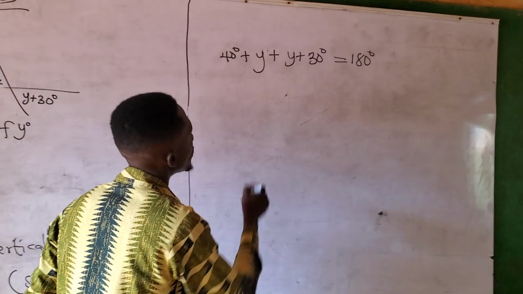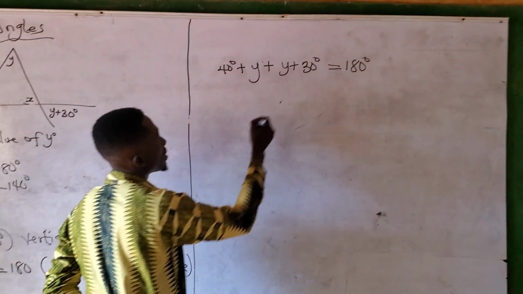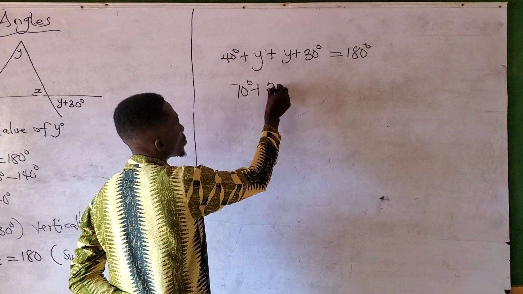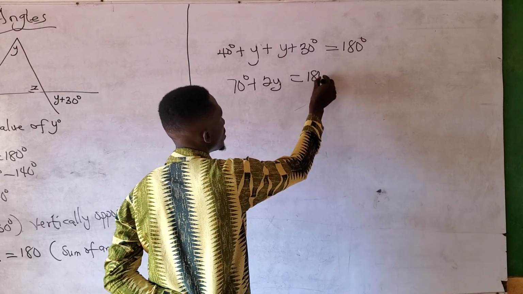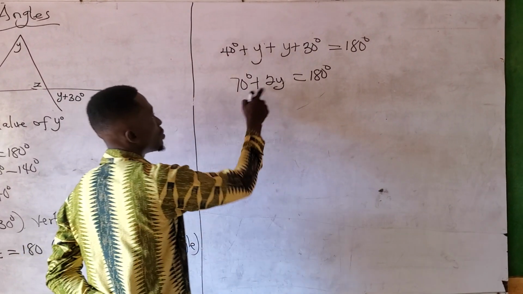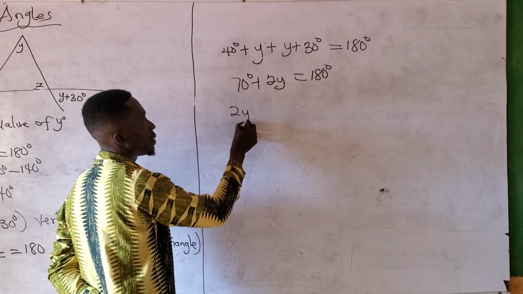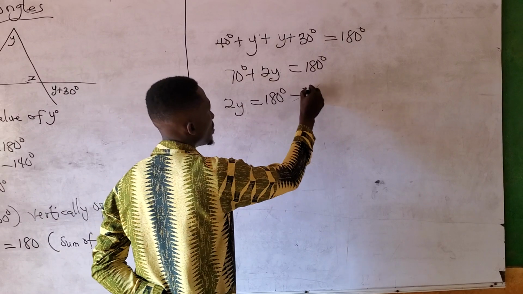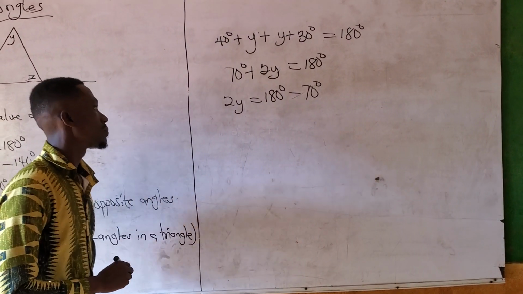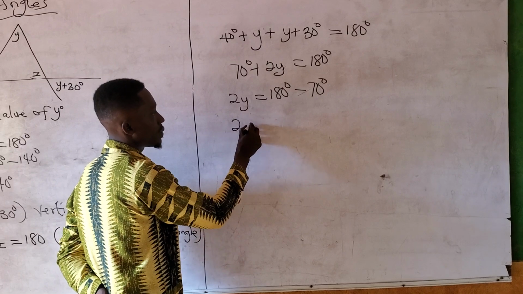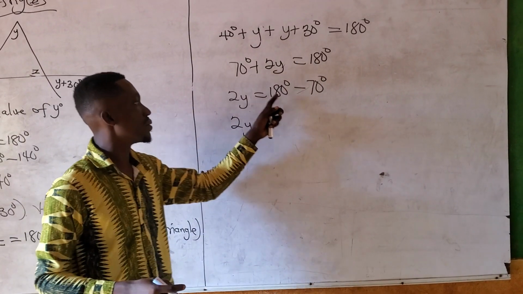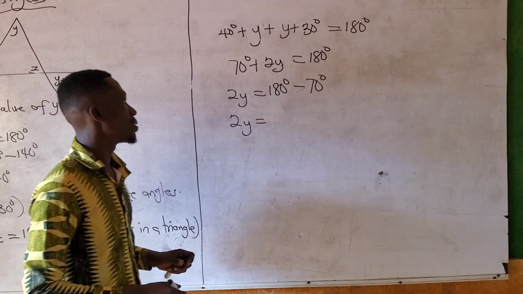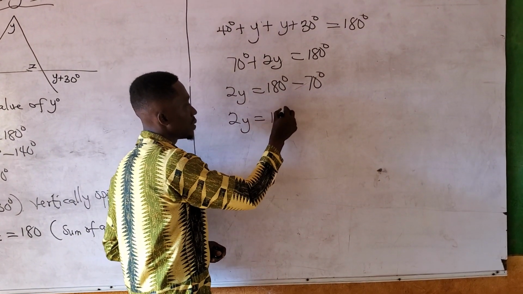So we have 40 degrees plus 30 degrees, that is 70 degrees, plus y plus y is 2y, equal to 180 degrees. So let's make 2y the subject. We have 2y equal to 180 degrees minus 70 degrees. Subtracting 70 degrees from 180 degrees, we have 110 degrees.